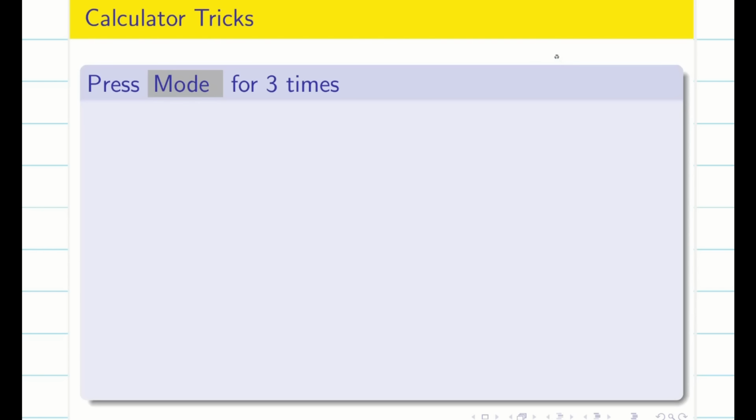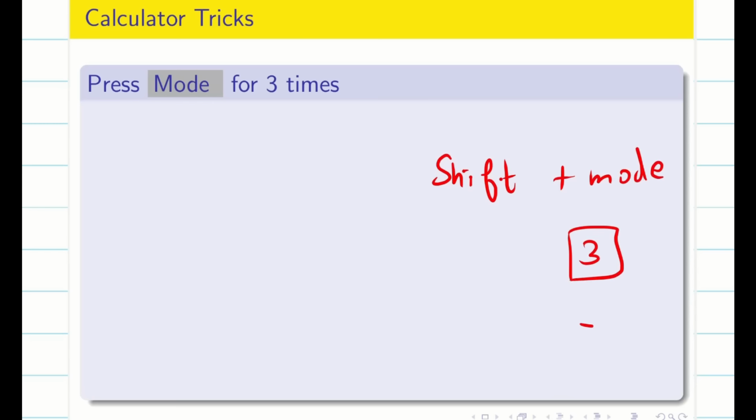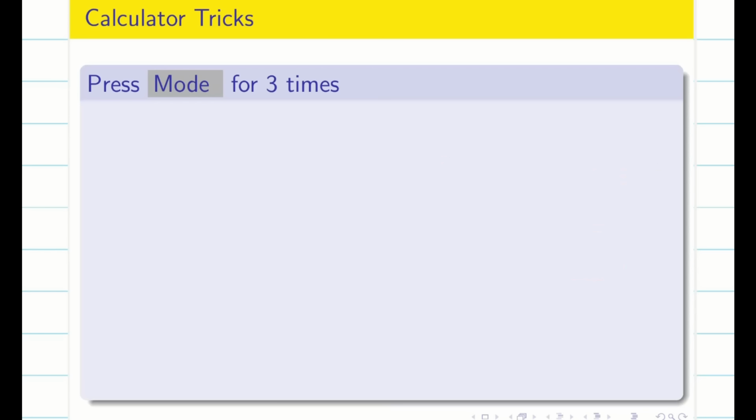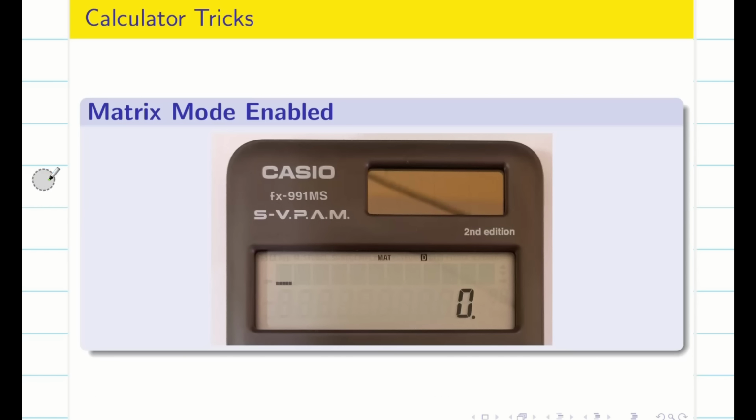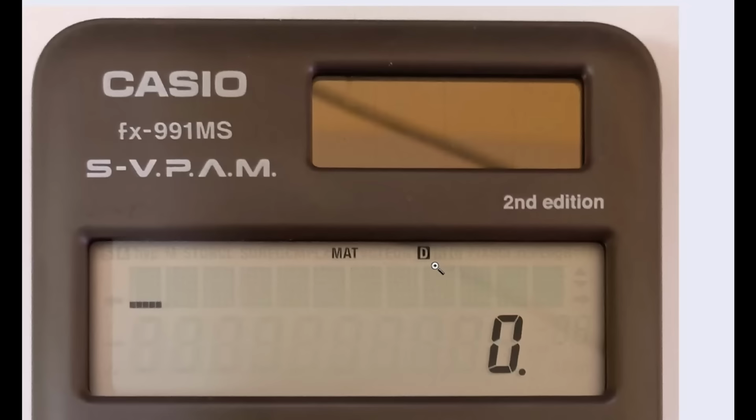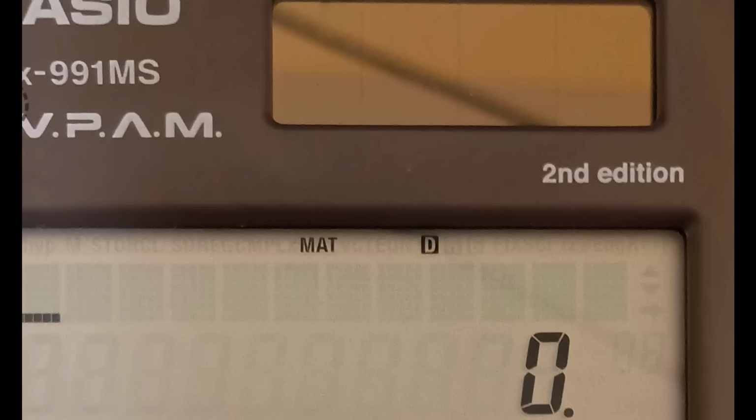As usual, clear your memory by pressing shift mode and then choose 3 and then press equal to equal to. It will clear all your memory. Now let us press mode 3 times. We'll be getting this. This time I'm going to do matrix operation, so I'm going to choose MAT. When you press 2, you can see the screen like this. You can just zoom it. You can see the matrix mode is enabled.